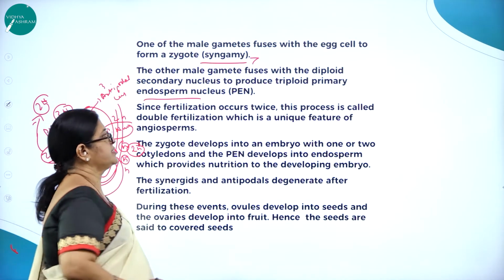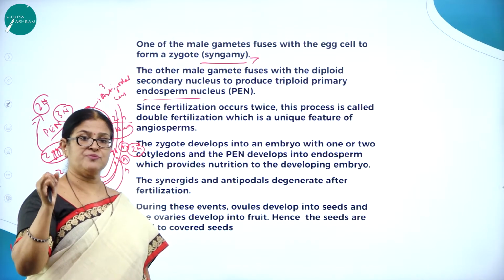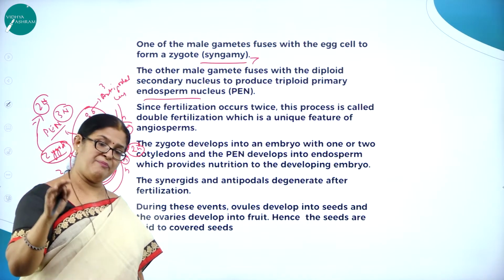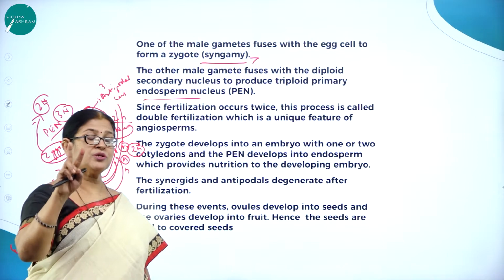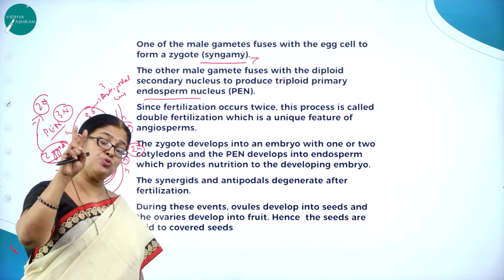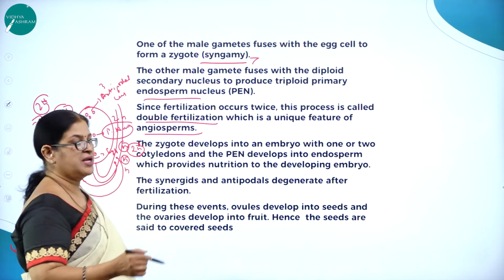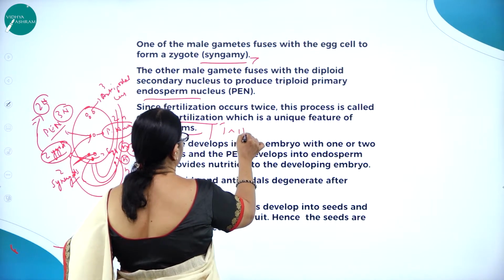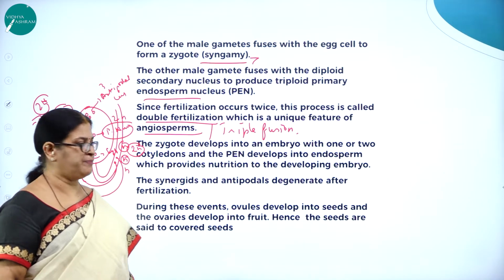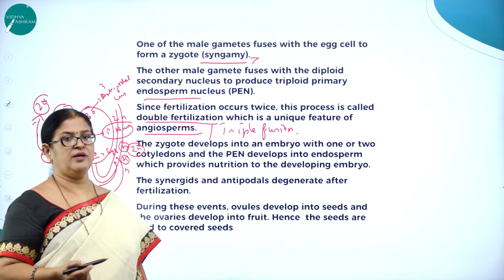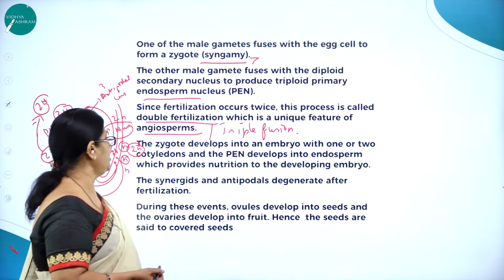The triploid endosperm nucleus. Since fertilization takes place 2 times, one male gamete fuses with the egg cell to form the zygote, and the other male gamete fuses with the secondary nucleus, which is already 2n, one more time. So the process of fusion of the gametes takes place 2 times, hence the name double fertilization, which is a unique feature of angiosperms. It can also be called triple fusion. So as we know, the zygote later develops into the embryo and the PEN will develop into endosperm.